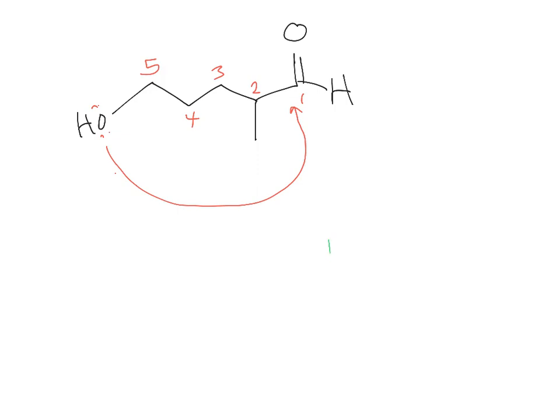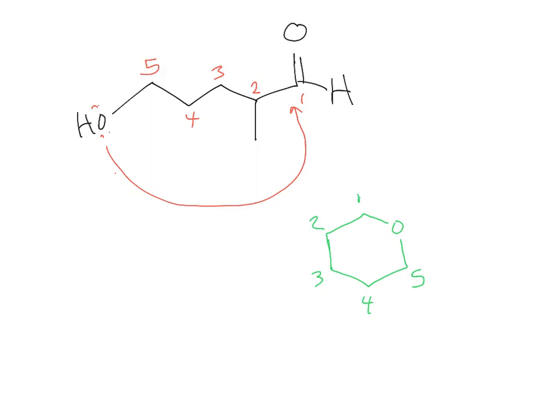You have 1, 2, 3, 4, 5, 6 members in your ring. Five of them are carbons. So there's carbon 1, carbon 2, carbon 3, carbon 4, carbon 5. That 6th member of your ring, right here, is going to be an oxygen. That's the oxygen from the alcohol.